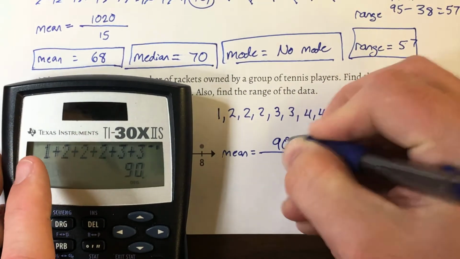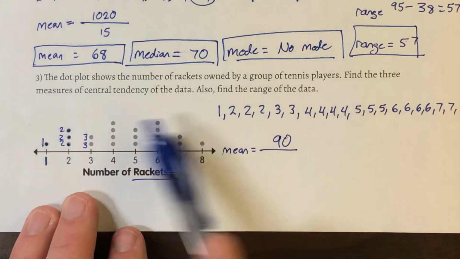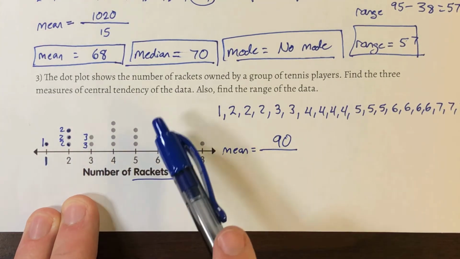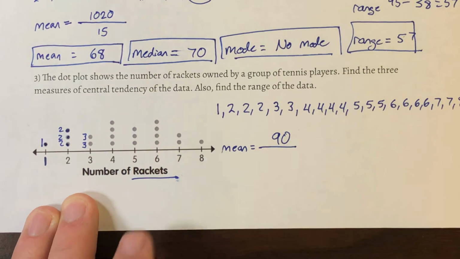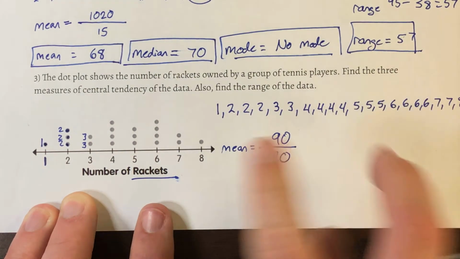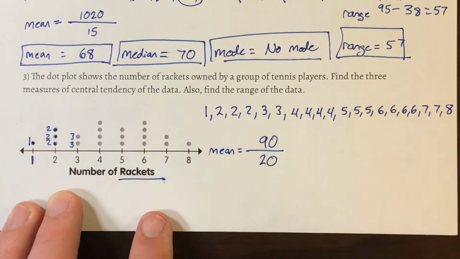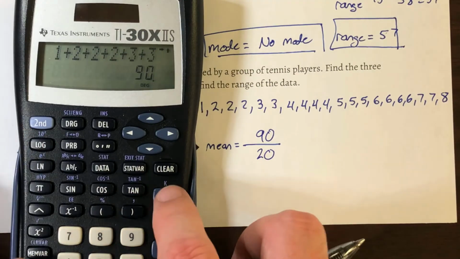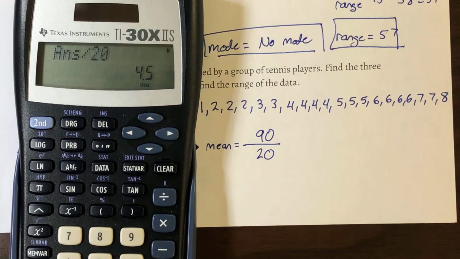How many values are there? I didn't count. 1, 2, 3, 4, 5, 6, 7, 8, 9, 10, 11, 12, 13, 14, 15, 16, 17, 18, 19, and 20. I should have double checked that earlier, but I didn't. All right, 90 divided by 20. 4.5.